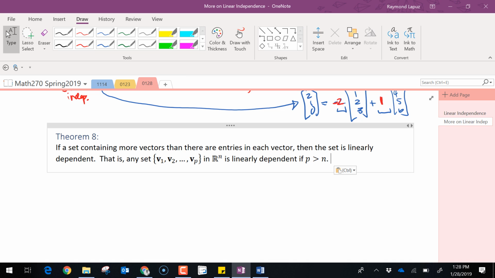All right, a set containing more than one vector. If a set contains more vectors than there are entries in each vector, so that's the number of components in each vector, then the set is linearly dependent. That is, if you have a set of vectors v1 through vp in Rn, and p is bigger than n, then your vectors are linearly dependent.